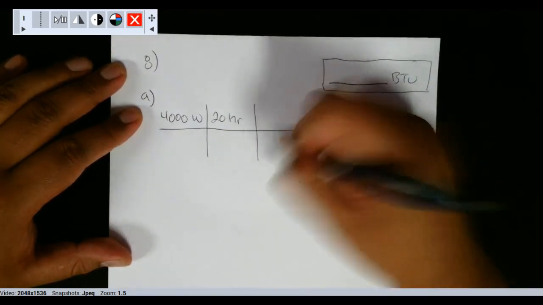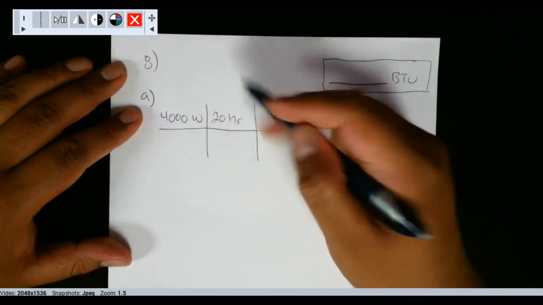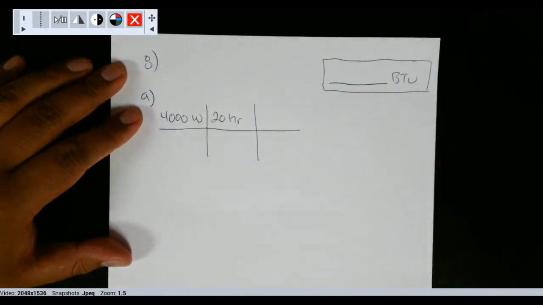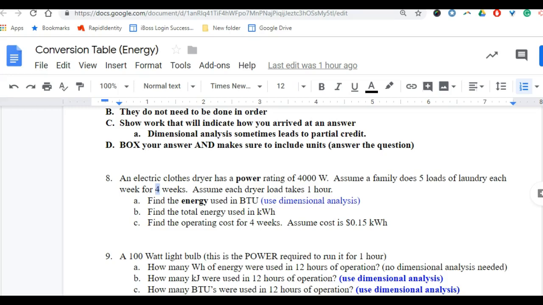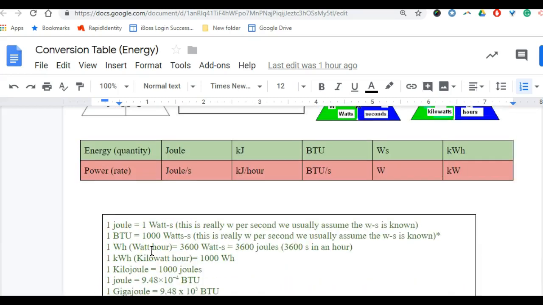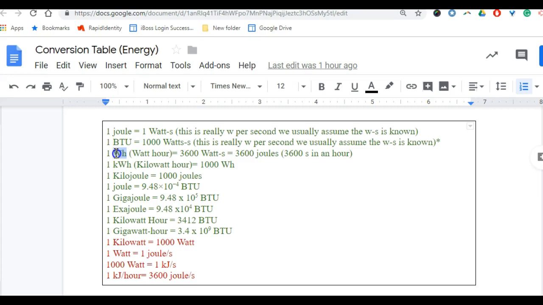Now, I want my answer to be in BTUs. Right now I have watts and hours. I need to get rid of that. So I need to go over to my conversion chart and see, is there anything that I can use to get rid of the watt and the hour? Well, there's my watt hour right there. I can get rid of it. I can get rid of watt, but then it's going to change it into joule seconds. But that's not what I'm going for. Like I said, I need to switch it over into an energy problem, because right now it's in the realm of power. I can use this watt hour right here, but look, there's another watt hour right here.